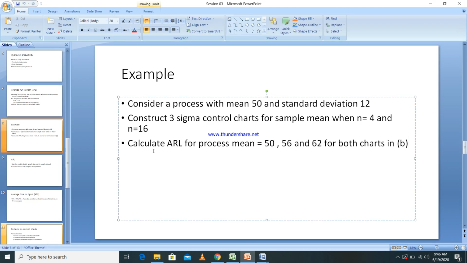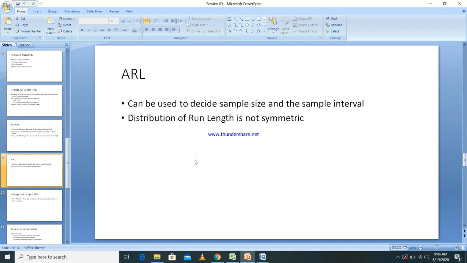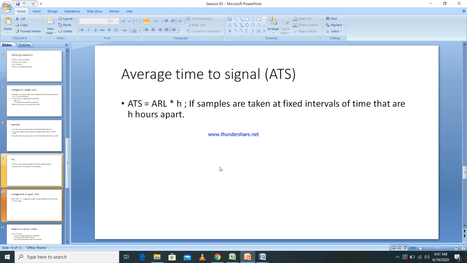So if I go back to the lecture, the average run length can be used to decide sample size and the sample interval, because when you calculate, as we saw with the example, the average run length, we can get an idea how many samples you have to take in order to detect an out of control signal. So we can use it to decide the sample size and the sample interval. As I told you, it's not a symmetric distribution, right?